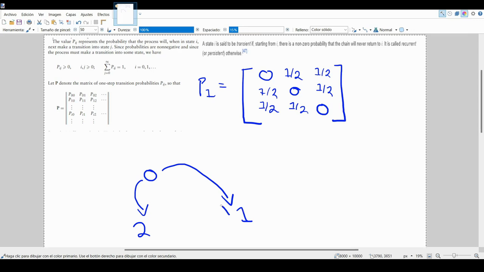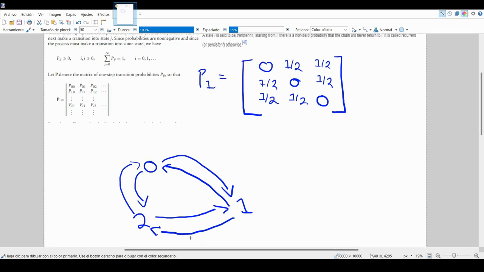Then 1 can go back to 0 at a probability of 0.5. It cannot go back to itself, but it can go to 2 at a probability of 0.5. And then we have 2. It can go to 0 here, and it can go to 1. However, it cannot go back to itself.